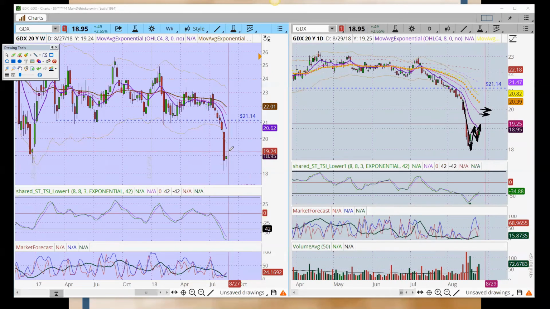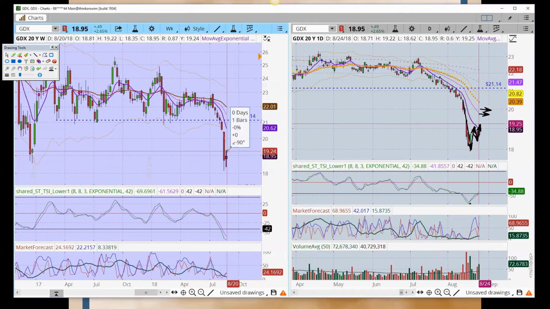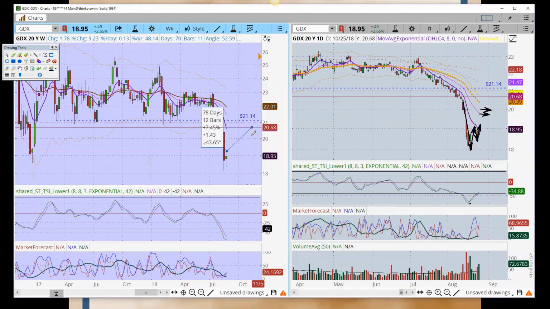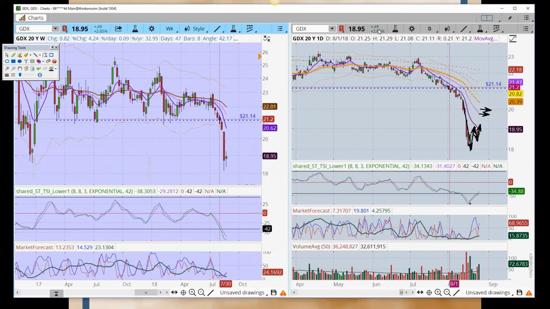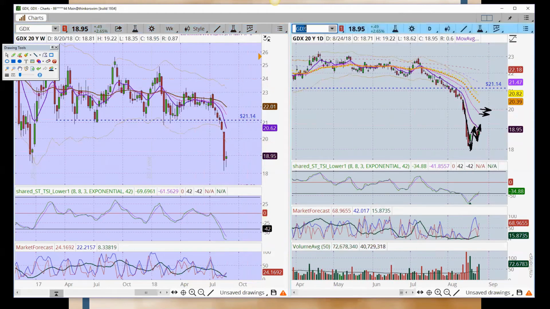And what would that be approximately if we do move above? Well, at 20 months, there would be, oh, that's GDX. Let's take a look at this.